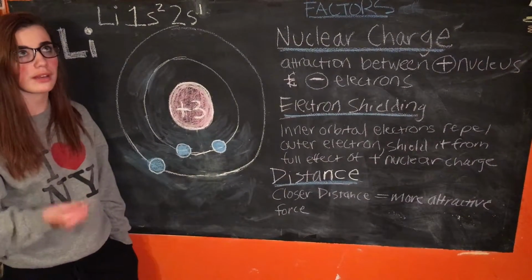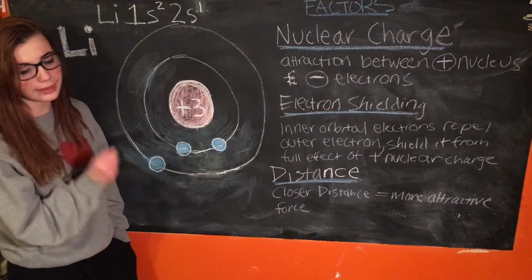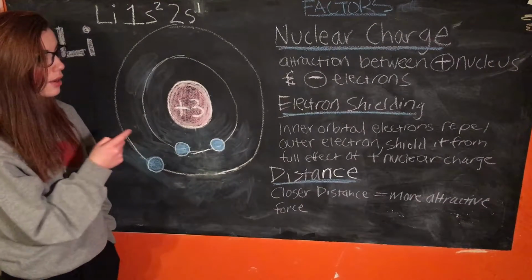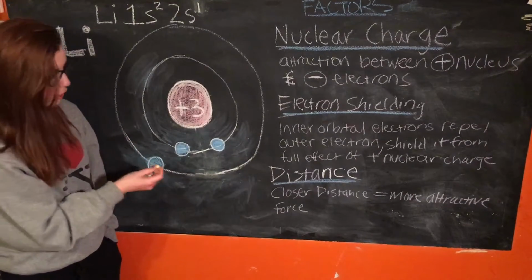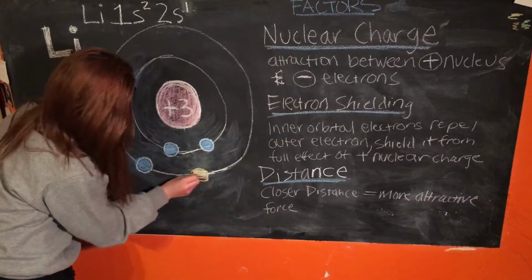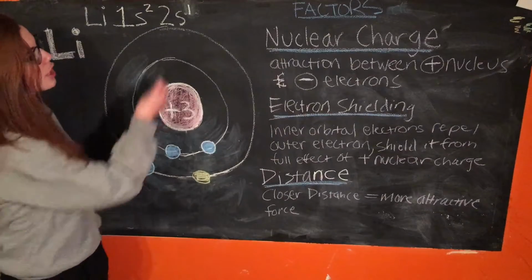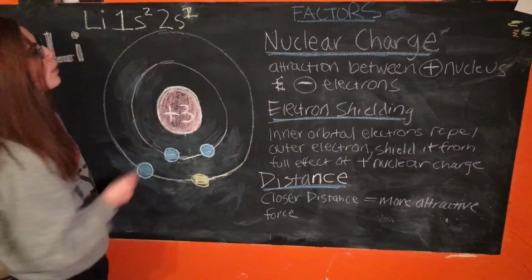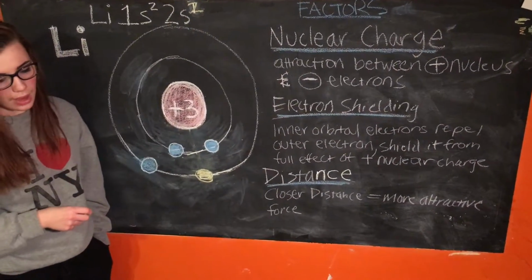Now, we've already established that electron affinity is essentially the likelihood of a neutral atom such as this of gaining an electron. So if we were to make this into a negative ion, or an anion, we would add an electron, changing this electron configuration to 1s2, 2s2.